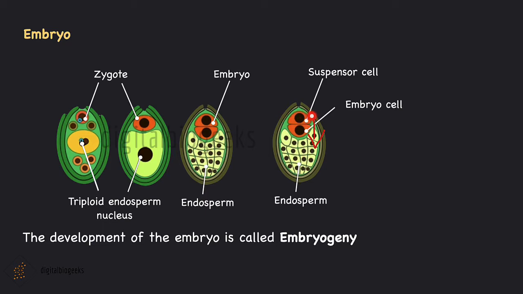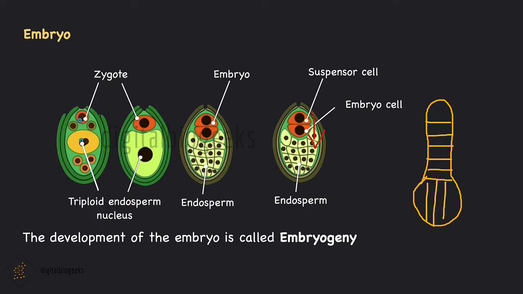First, the basal cell undergoes division and forms 4 to 8 cells. These suspensor cells push the embryo towards the endosperm to derive nourishment, and this embryo cell then undergoes division and forms a group of cells. At this stage, the embryo cell is called the proembryo. Here you can see. This forms 4 to 8 cells. And this is the embryo cell. It undergoes many divisions and forms a group of cells.